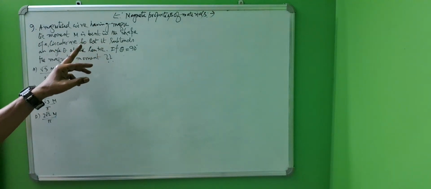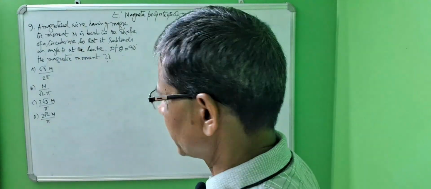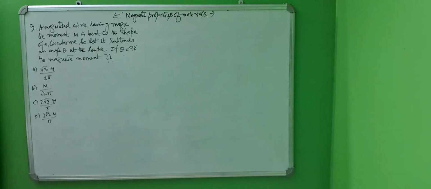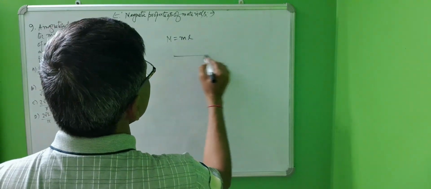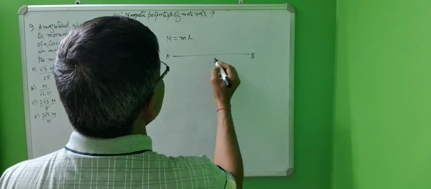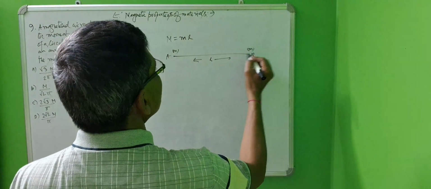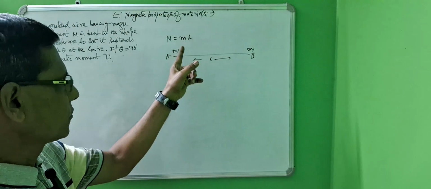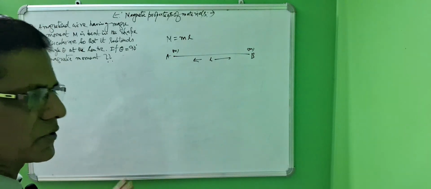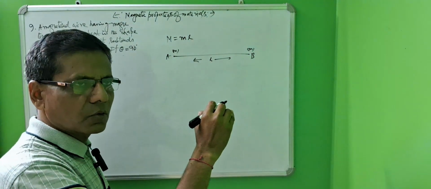A magnetized wire having magnetic moment M is bent in the shape of a circular arc so that it subtends an angle theta at the center. If theta is 90 degrees, then find the magnetic moment. We know M equals pole strength into L. Suppose this is a magnetized wire AB of length L and pole strength m. So m into L is the magnetic moment, a vector quantity, as discussed in the previous class, and its direction is from south pole to north pole.